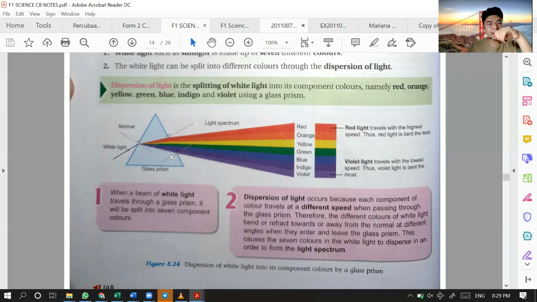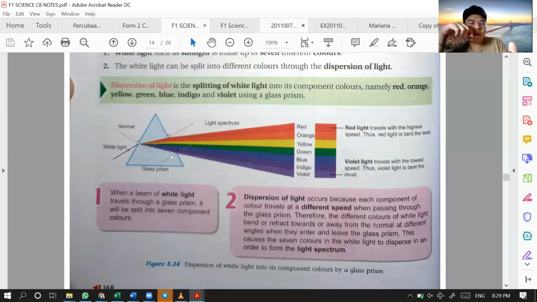Among the 7 colors, they have different speeds. So it is not about density here, okay? Because they are all going through the same glass prism, but they refract differently. So it's not about density. It's about the speed of the light. Because if you remember, whenever we studied refraction, we did not only learn about density, we also talked about speed. So here we don't talk about density. Here we talk about speed.